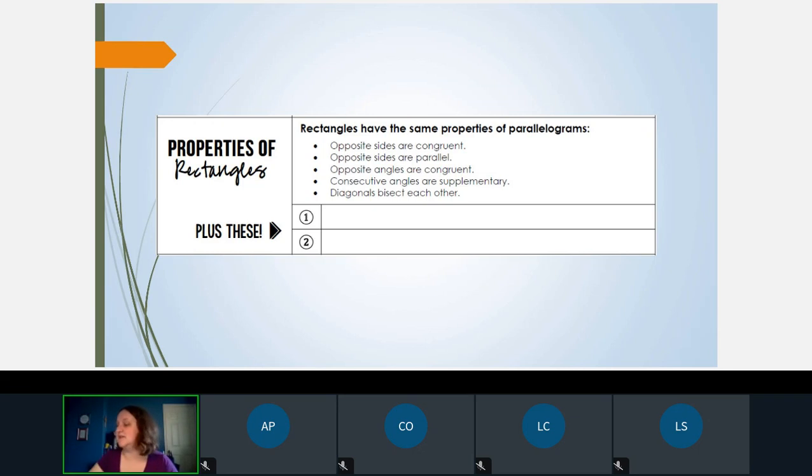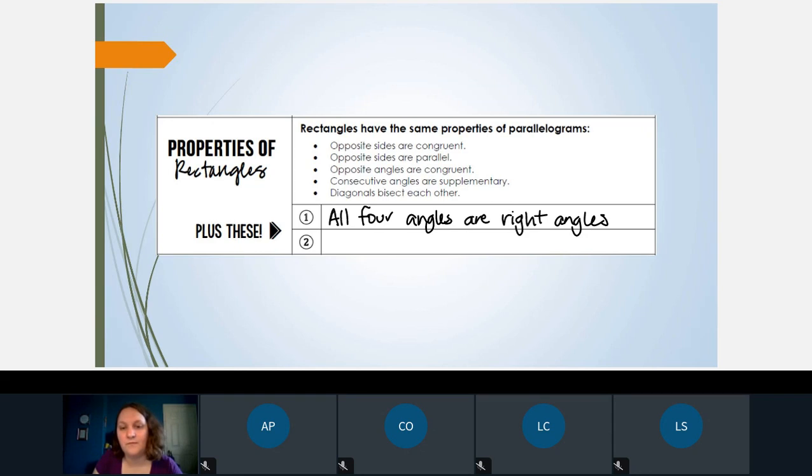And these probably are going to feel familiar to you because we've had a couple of random rectangles pop up, and you've been able to tell me that rectangles have right angles. So all rectangles have all 4 angles that are right angles. The other one is that the diagonals are congruent. So not only do the diagonals bisect each other, but they're also congruent.